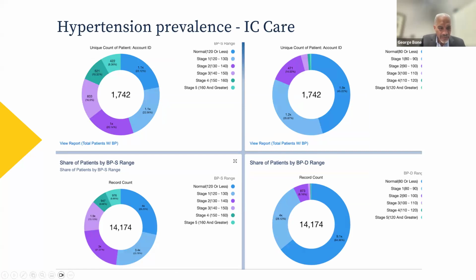Next slide. This is a snapshot of the hypertension prevalence in the practice. Currently, 1,700 active patients. We have a prevalence of hypertension, depending upon how you want to define it, less than 130 over 80 at 48%, which compares nationally to the African American population at 58% hypertensive with only 17% controlled. Next.